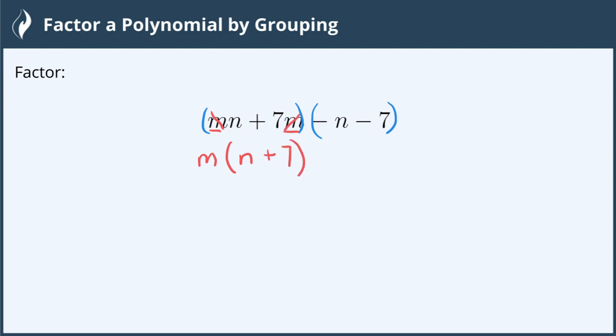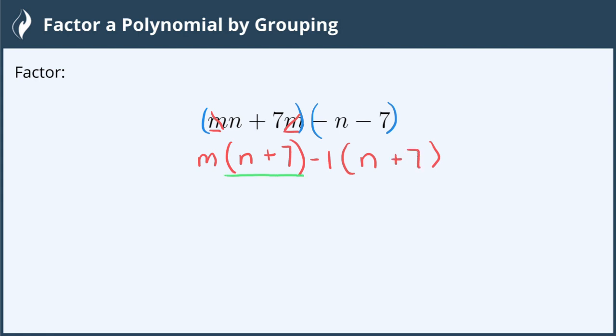Now let's look at the next two terms, minus n minus 7. It doesn't look like there's anything in common except that they both are negative. So let's go ahead and factor out a negative from both of those. So a negative 1, and then what we're left with goes on the inside. Negative n divided by negative 1 is positive n, and negative 7 divided by negative 1 is positive 7.